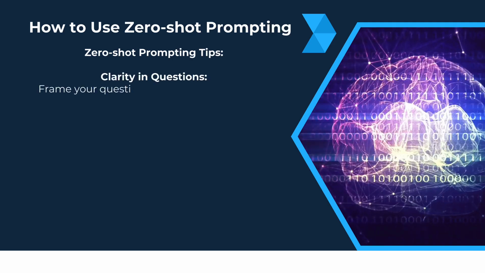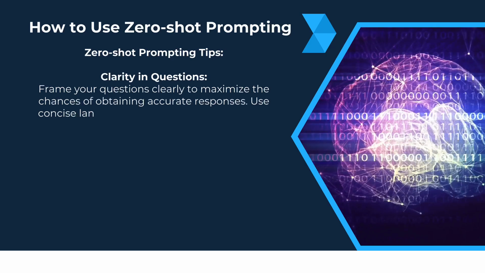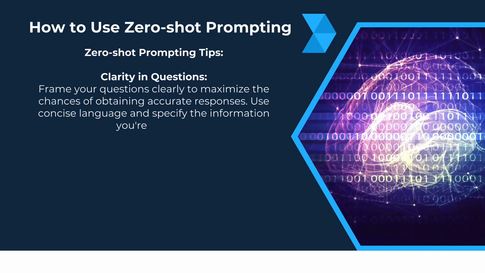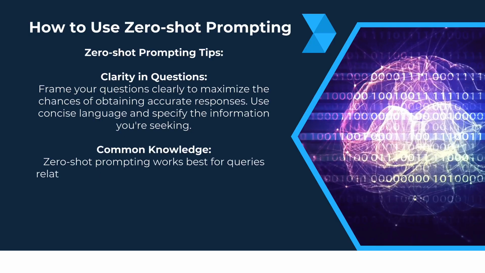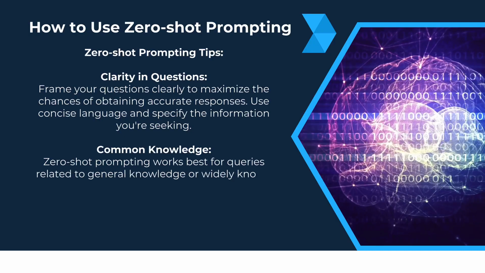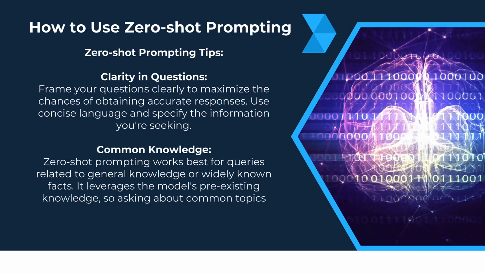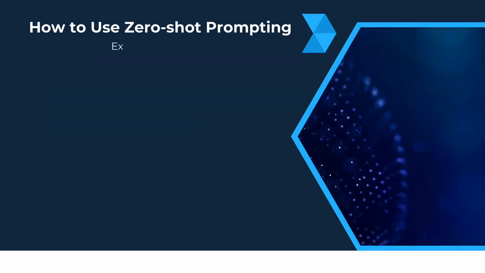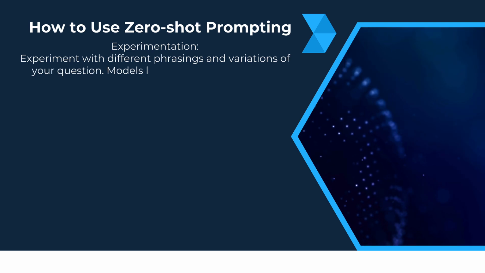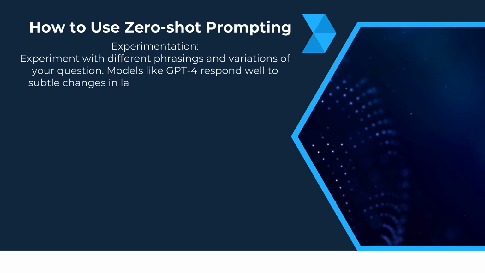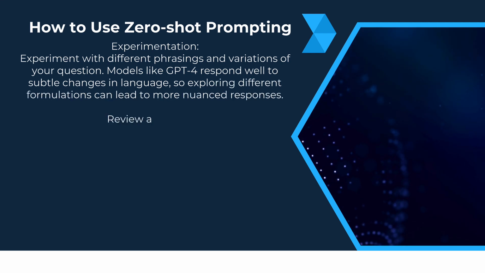Clarity in questions. Frame your questions clearly to maximize the chances of obtaining accurate responses. Use concise language and specify the information you are seeking. Common knowledge. Zero-shot prompting works best for queries related to general knowledge or widely known facts. It leverages the model's pre-existing knowledge, so asking about common topics tends to yield better results. Experimentation. Experiment with different phrasings and variations of your question. Models like GPT-4 respond well to subtle changes in language, so exploring different formulations can lead to more nuanced responses.